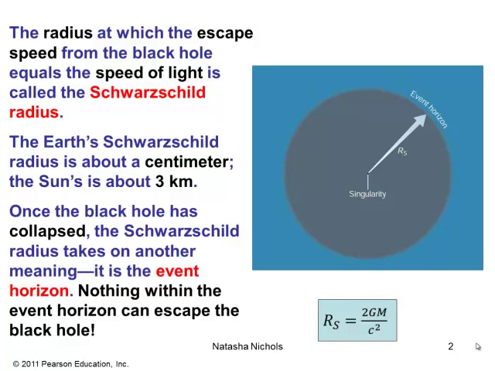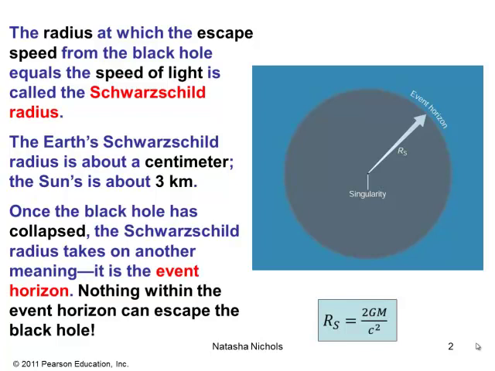Now, once the object has collapsed into a black hole, the Schwarzschild radius takes on another meaning. It is what we call the event horizon. Nothing within the event horizon can escape the black hole, not even light, which is why we call them black holes, because light does not escape them and we cannot see them.